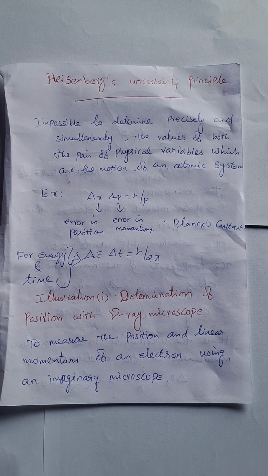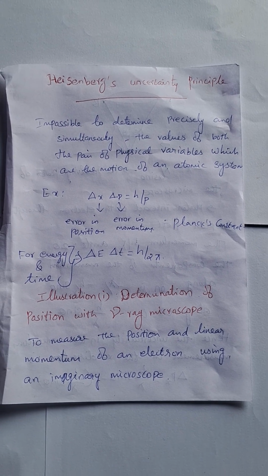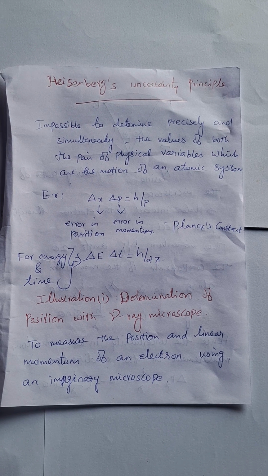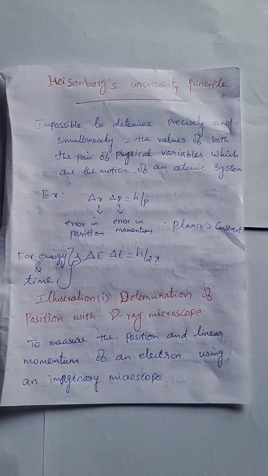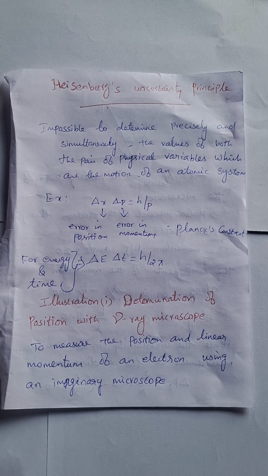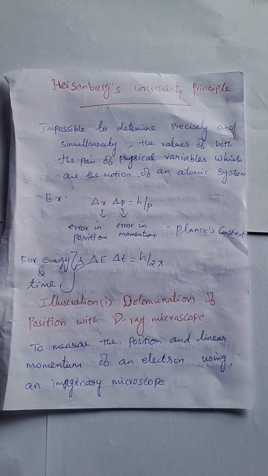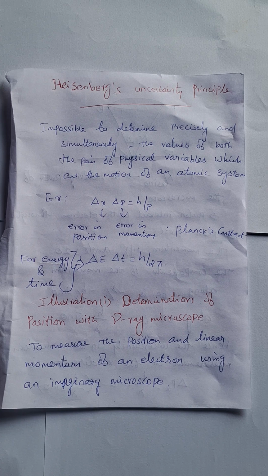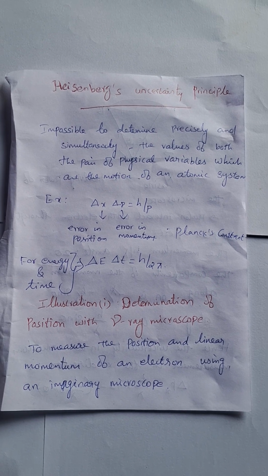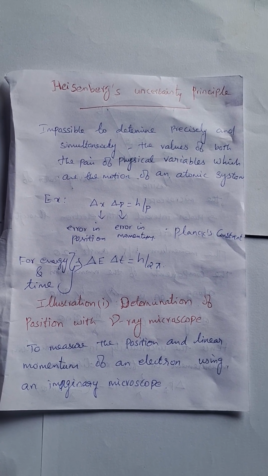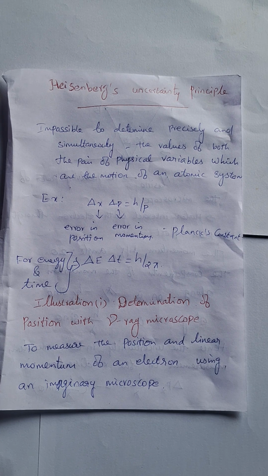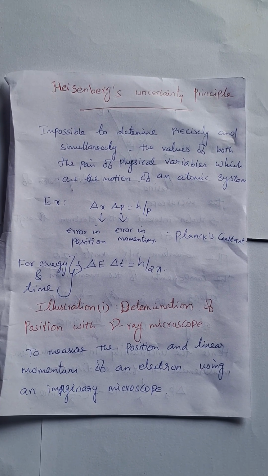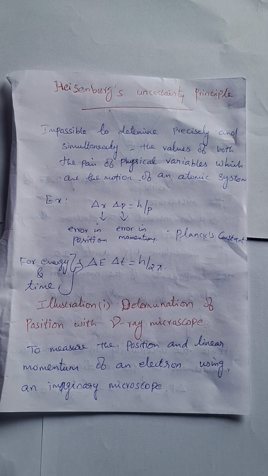The Heisenberg uncertainty principle says it is impossible to determine precisely and simultaneously the values of both of the pair of physical variables describing the motion of an atomic system. That is, if we consider an atom or electron in the same state, we cannot determine two physical variables such as position and momentum together. For example, del x del p is approximately h by 4 pi.